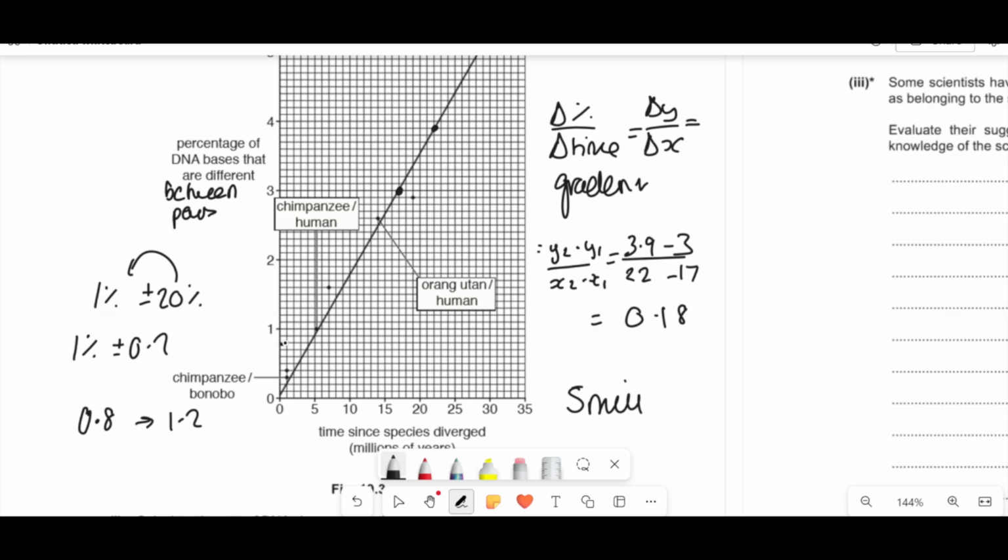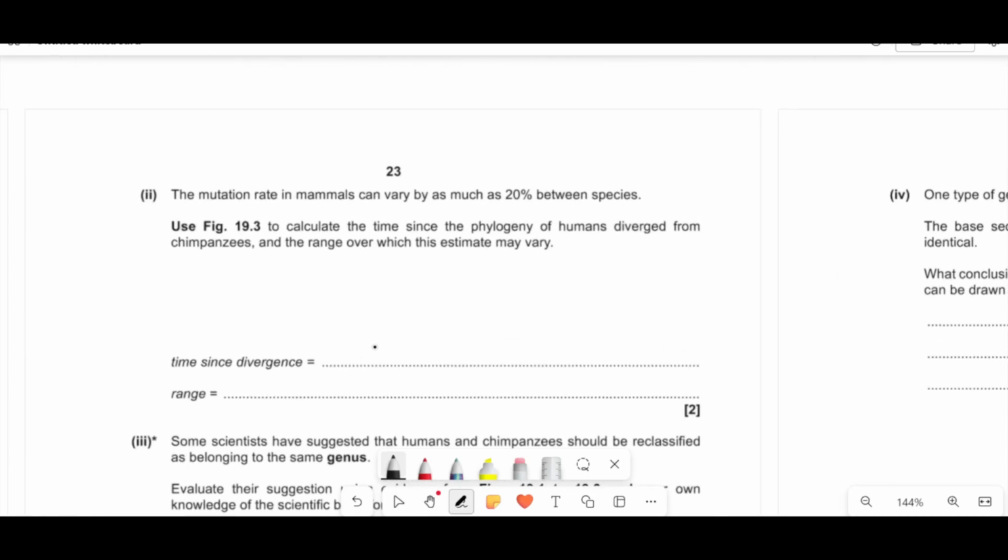So what we do is we look for the 0.8 mark here, right? And we look for the 1.2 mark here, which is there. Can you see how that's actually 5 plus or minus 0.2? It could be anywhere here, at this time or this time where they diverged. So the time since divergence is going to be 5 million, plus or minus 0.2 million years.